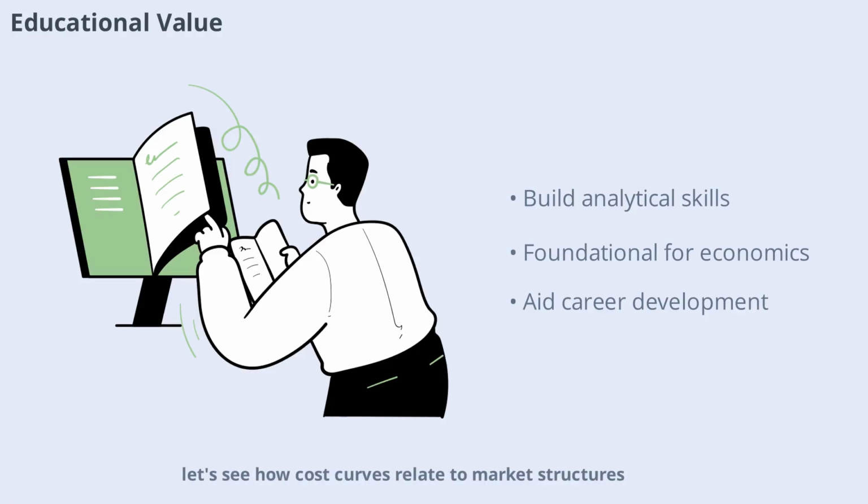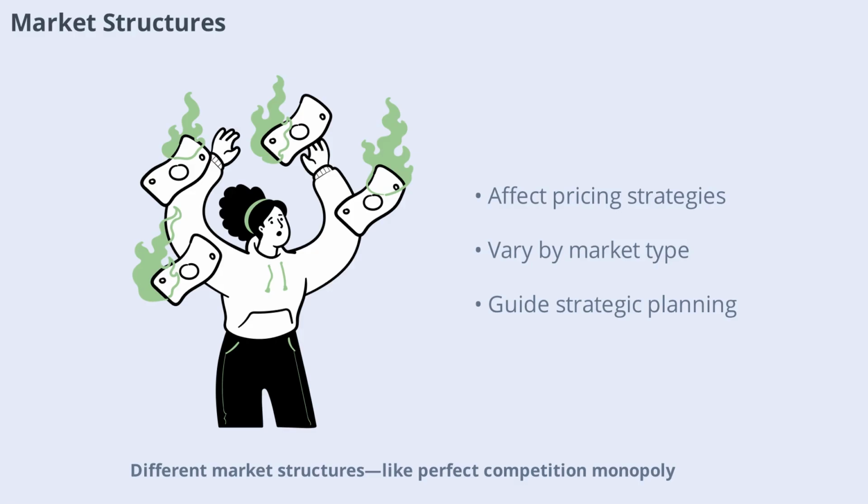Next, let's see how cost curves relate to market structures. Different market structures like perfect competition, monopoly, and oligopoly affect cost curves and pricing strategies. For example, monopolies may have higher fixed costs but can spread them over more units. Understanding these dynamics is key for strategic planning.